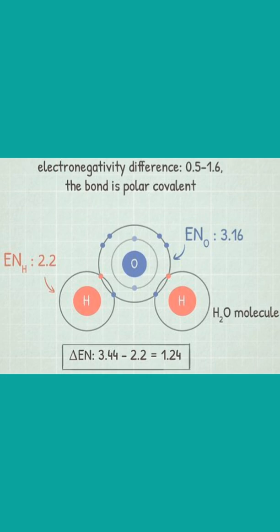Oxygen has 3.44 electronegativity, while hydrogen has 2.2 electronegativity. Then, if we subtract them, the electronegativity difference is 1.24. As I've said earlier, if the electronegativity difference is 0.3 to 1.7, then it is a polar covalent bond.